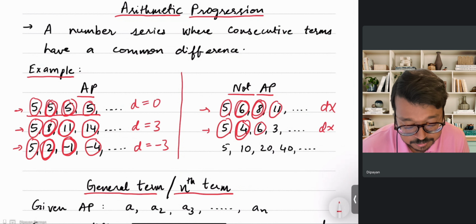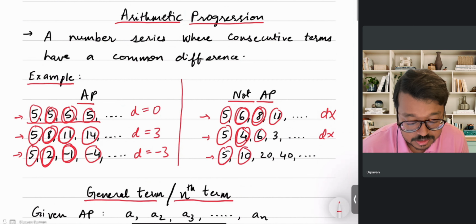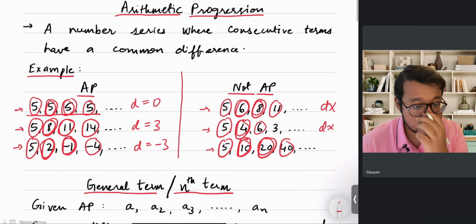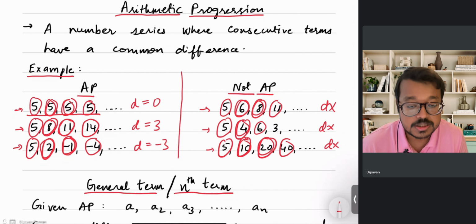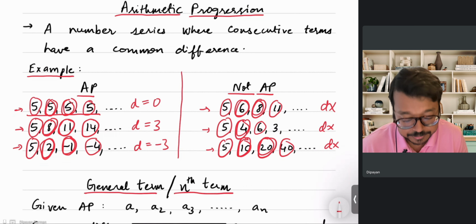And the third example, 5, 10, 20, 40: the difference 10 minus 5 is 5, 20 minus 10 is 10, 40 minus 20 is 20. So again, there is no common difference, but later we will see it is another kind of progression, but it's not an AP.